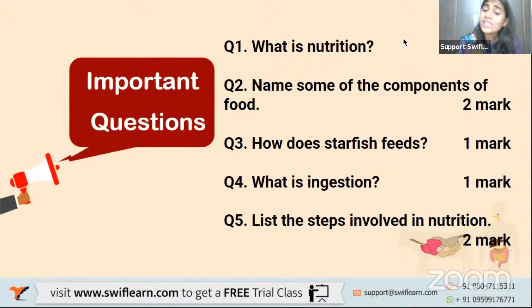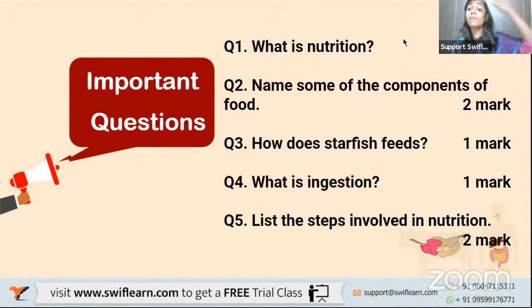Now, how does starfish feed? Starfish feed on animals that are covered with hard shells made of calcium carbonate. Moving on to the next question, what is ingestion? Ingestion is nothing but the intake of food.